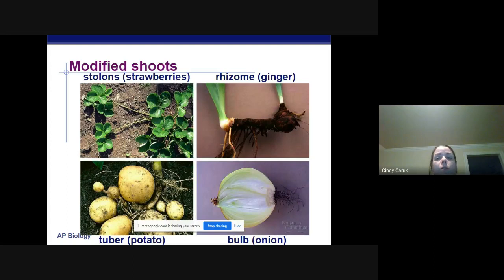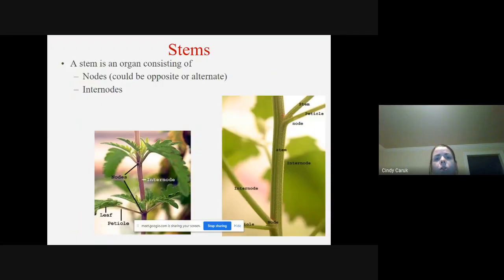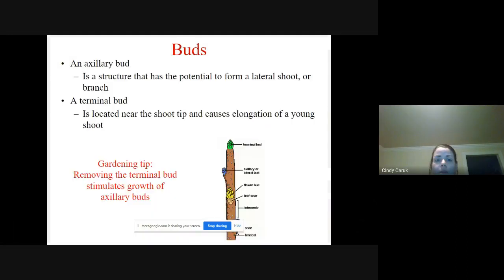Okay, and just like roots, you can have some modified shoots. So nodes are typically opposite or alternating, and you can see them here. Okay, petiole that you see in the picture, those are found in dicot leaves. They attach the leaf to the stem. They're really more part of the leaves. And then the internodes, that is the space between those nodes.